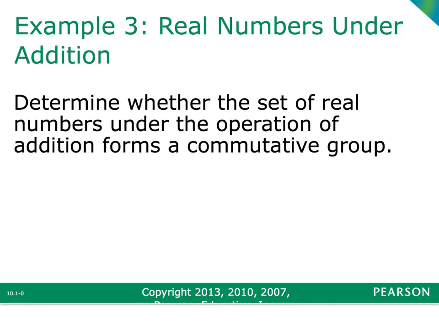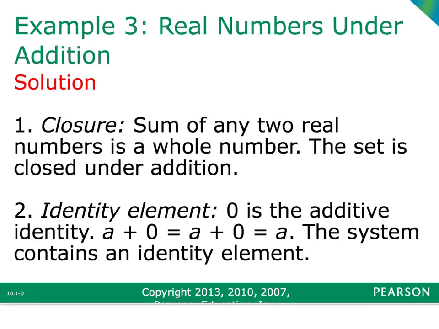Okay, now let's look at the set of real numbers under the operation of addition, and see if that forms a commutative group. Okay, so we want to check 5 things for this one. We check closure first. The sum of any two real numbers should be a real number. Okay, we're talking about real numbers, so it doesn't have to be a whole number. It just has to be a real number.